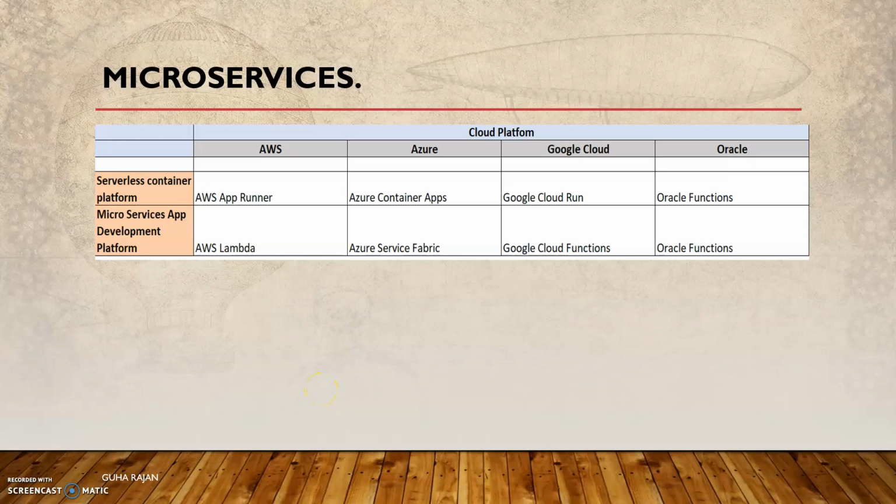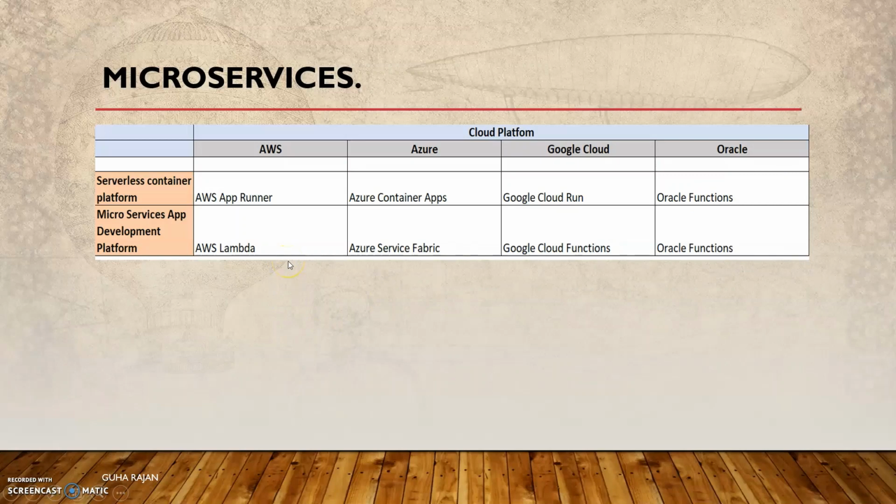Let's quickly look at another feature, which is microservices. You might have heard about Docker, Kubernetes, etc. And all of them provide that, be it AWS, Azure, Google Cloud and Oracle. The name is the difference. For the container platform, it is AWS App Runner, Azure Container Apps, Google Cloud Run, and as far as OCI, it's Oracle Functions.